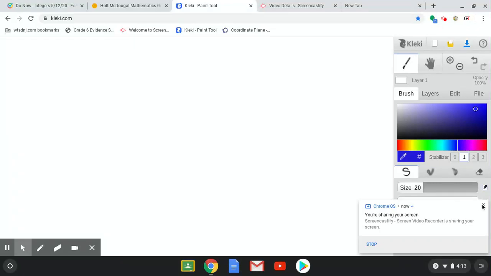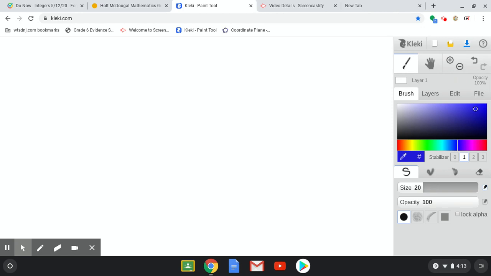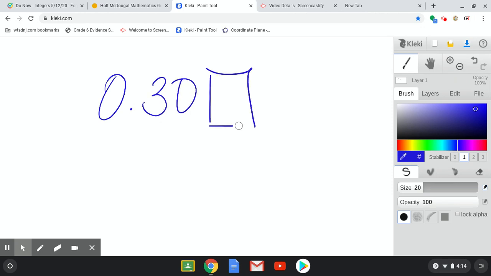I'm going to do a quick review on comparing decimals. So if I wanted to see which was less than, greater than, or equal to, we are going to practice comparing decimals. If I had 0.30 or 30 hundredths, and I want to compare that to 0.03, I need to see whether 0.30 is less than, greater than, or equal to 0.03.